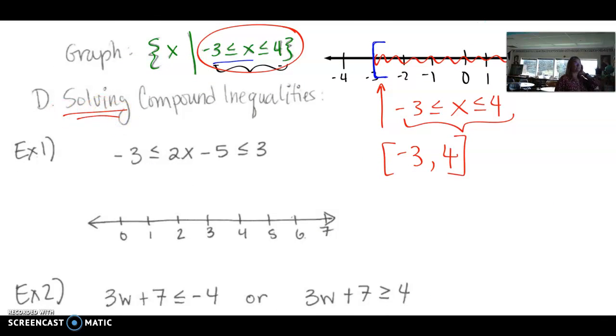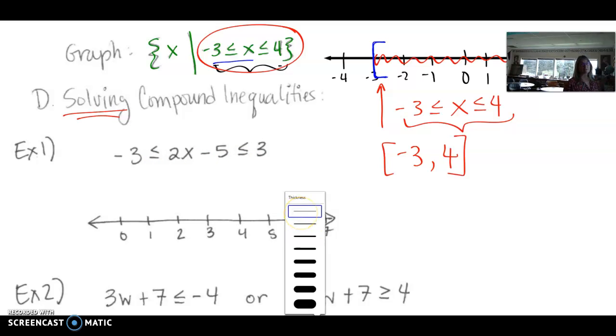Okay, next let's look at solving compound inequalities. So here's an example. We have 2x minus 5, and it's greater than or equal to -3, and less than or equal to +3. We're going to solve this for x. This is called a compound inequality, and so are the other ones, because we have more than one inequality symbol involved.